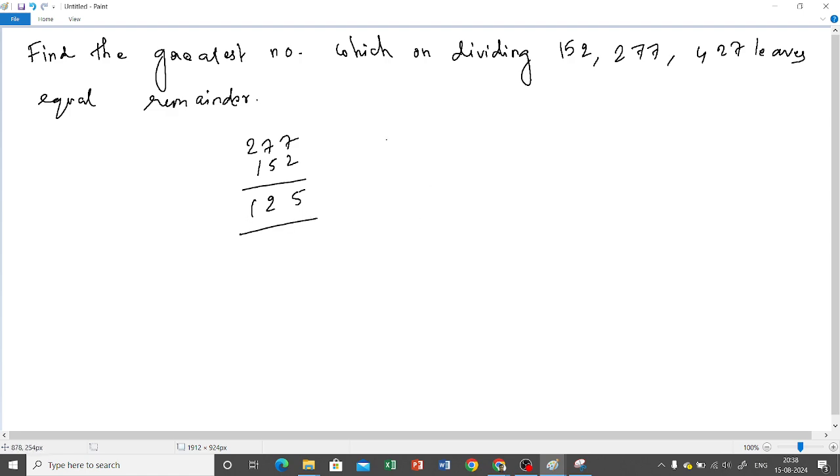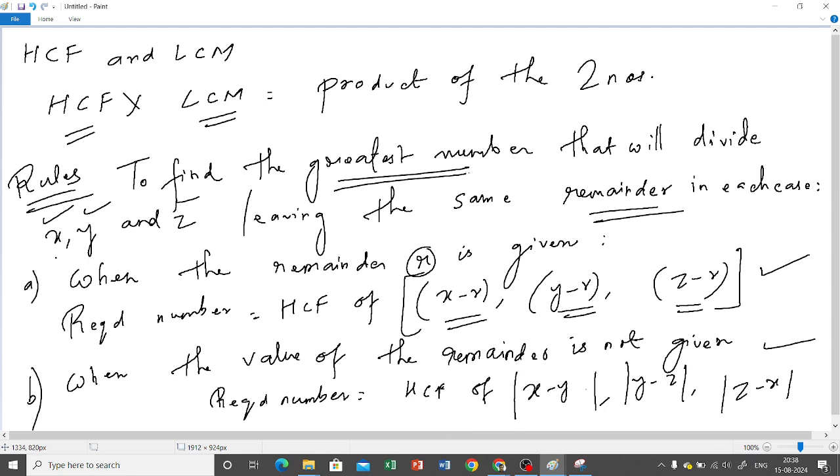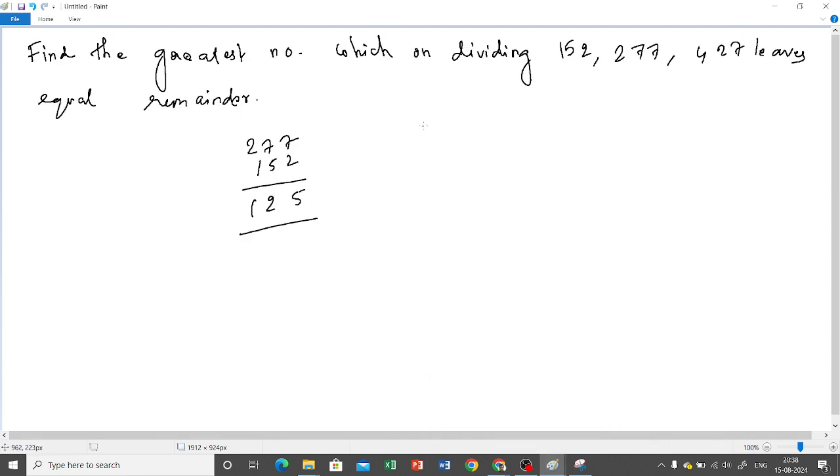Okay. So the difference 277 minus 152 is 125. Then y minus z, so 427 minus 277 is 150. And then x minus z, 275. So you need to find out the HCF of these things.